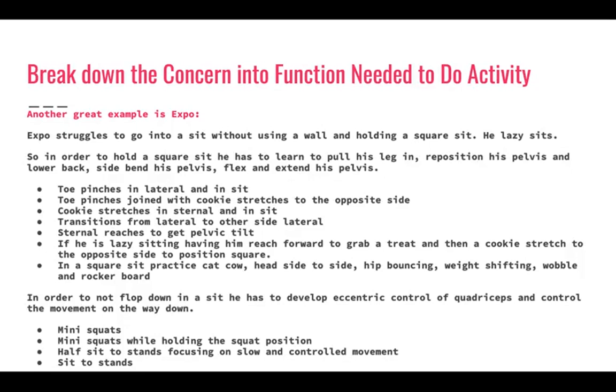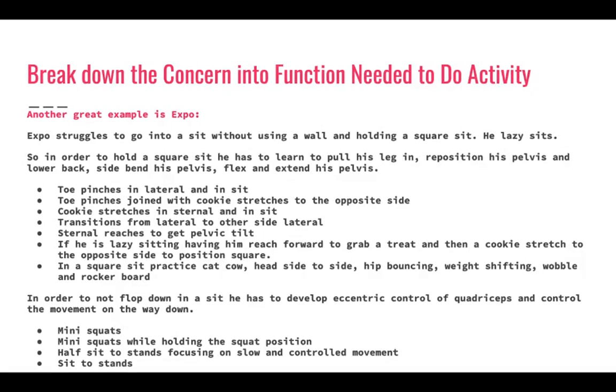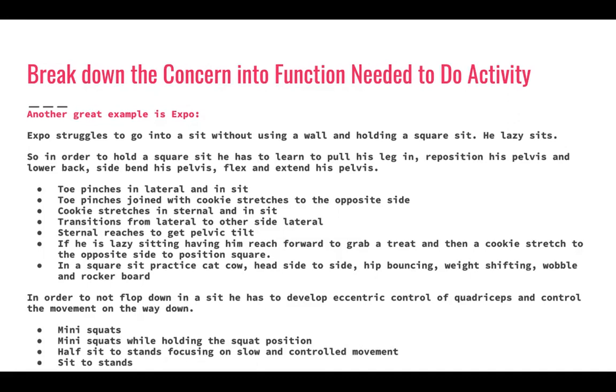So in order to hold a square sit, he has to be able to learn to pull his leg in and hold it in a flex position. He has to be able to reposition his pelvis and his lower back and side bend his pelvis. He has to also get comfortable with flexion and extension in his pelvis. The other thing that he has to work on is going from a stand down into a sit. So he has to have pretty good eccentric control of his quadriceps to be able to move all the way down from a stand into a sit without flopping over to the side.